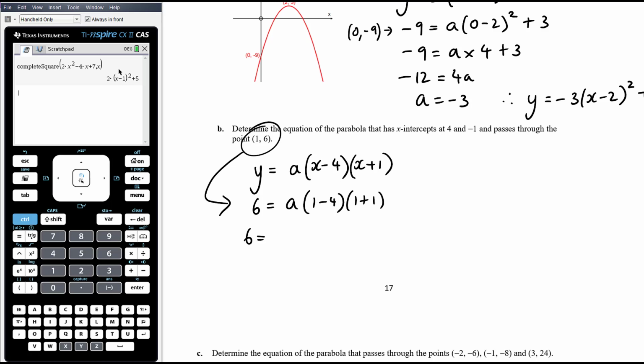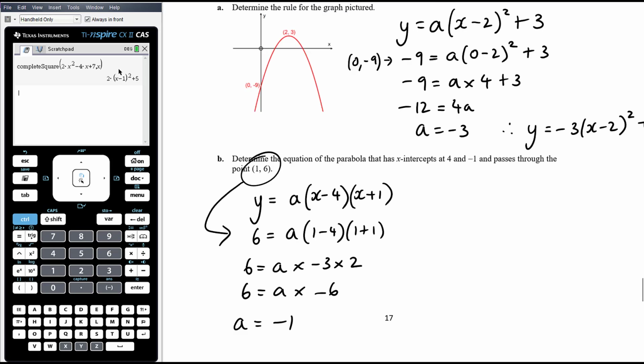And then we can solve this. Now, some students get confused here and they try and expand out the brackets. You don't need to expand out these brackets. You can work out what 1 minus 4 is, and then you just multiply. 1 minus 4 is negative 3, 1 plus 1 is 2. So it's a times negative 6, dividing by negative 6, so a is negative 1.